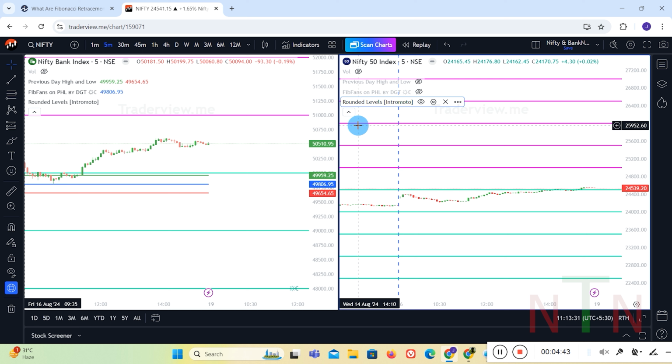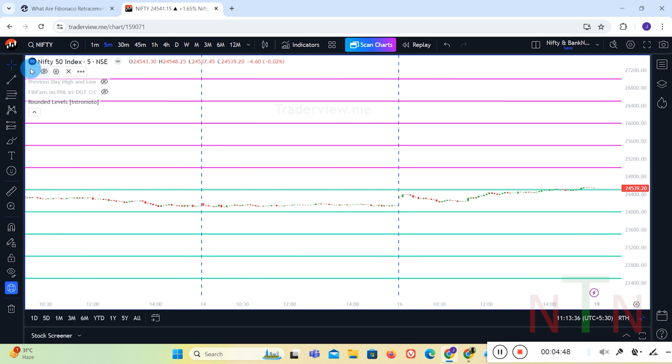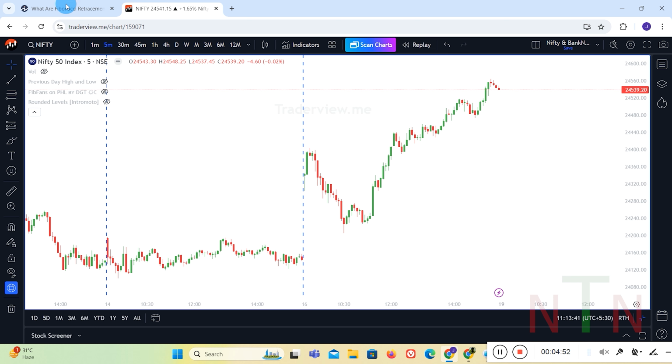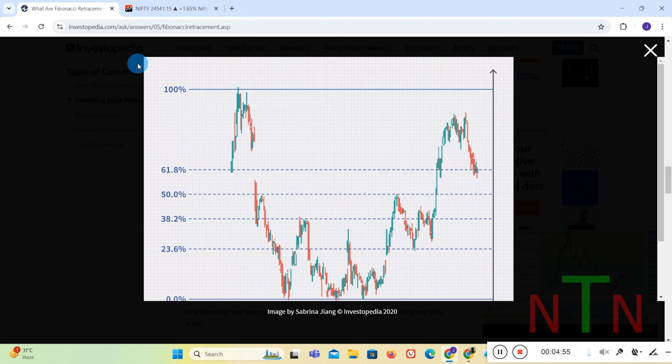Now we go to the Nifty. I'll take the Nifty chart. I am disabling all these indicators. Now it's a plain chart. In this, they are saying it is from one swing, from this swing to this swing, from high to low, there is a Fibonacci drawn. When we draw from this level to this level, the Fibonacci may change.